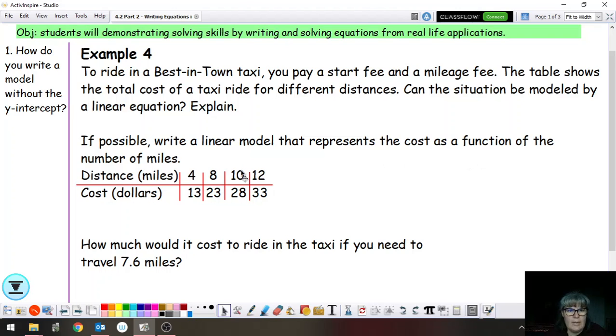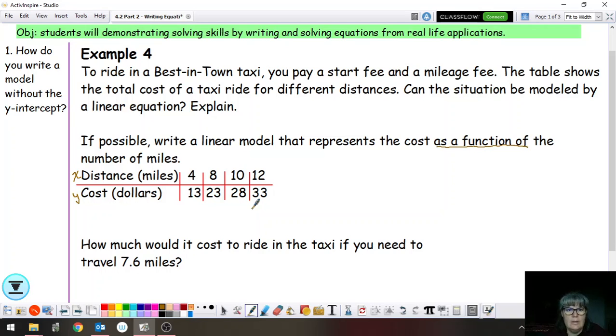And the reason I went ahead and read the rest of this before determining if we have a linear function is so that I can determine my input and my output. The "as a function of" tells me what my input is going to be. So as a function of the number of miles, that means my distance is my input, or my x, and then my cost is my output, or my y.